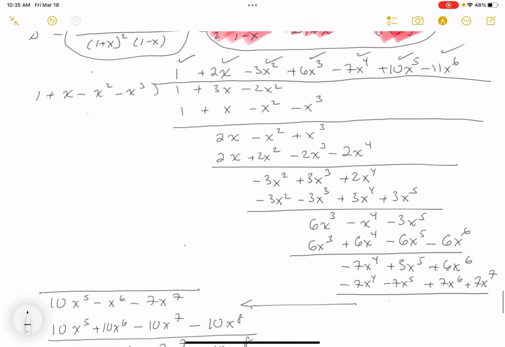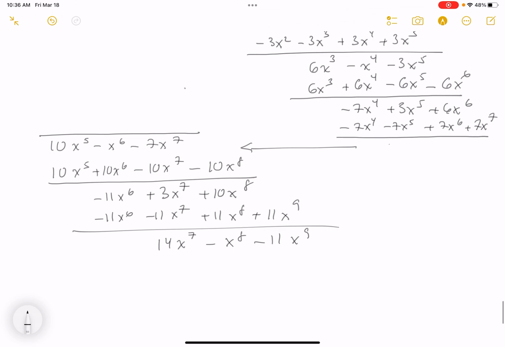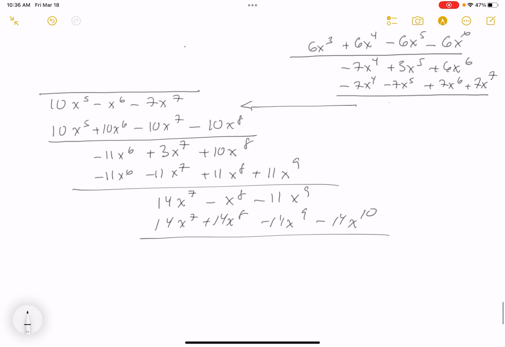So what's the next thing we're going to multiply by plus? These are the terms we want to write down. 14x to the 7th. Let's do that. You're going to get 14x to the 7th plus 14x to the 8th minus 14x to the 9th minus 14x to the 10th. Subtract. And this will be our last step, by the way. What do you get over here? And then we'll check the actual terms if we got those.